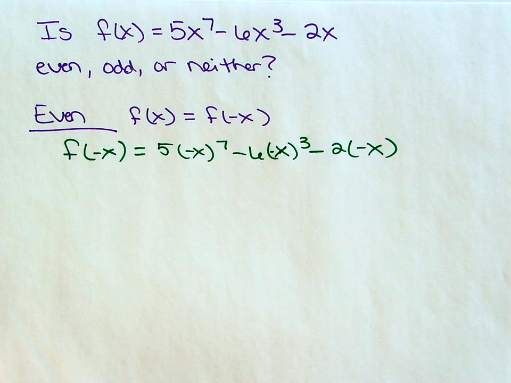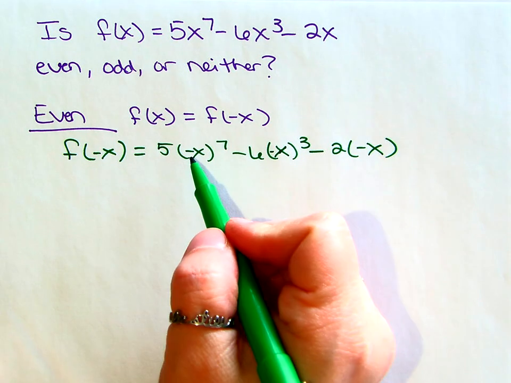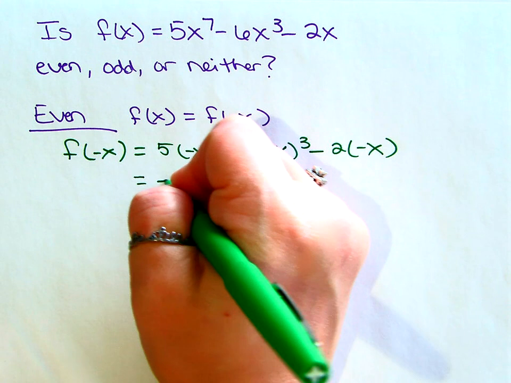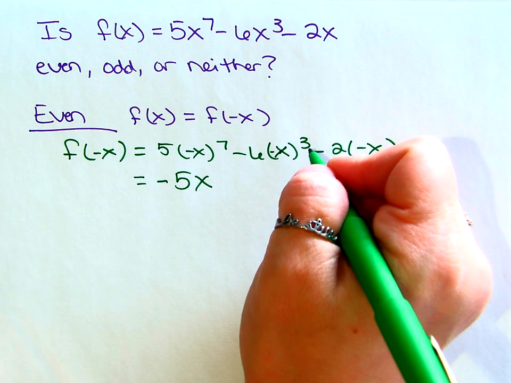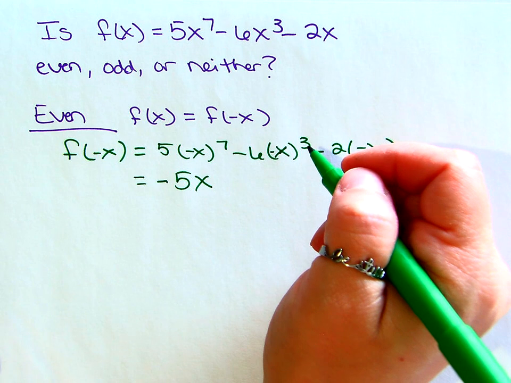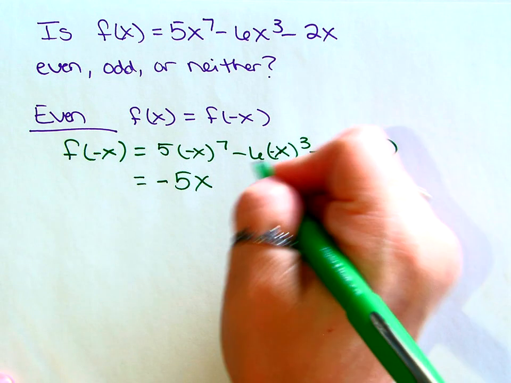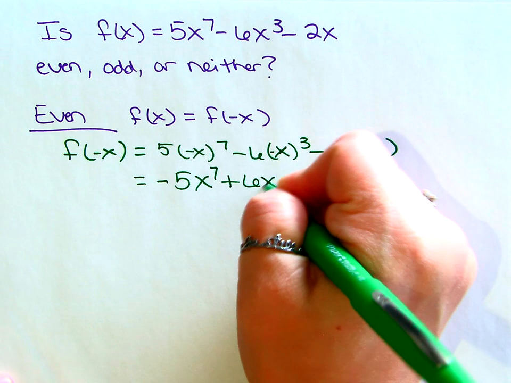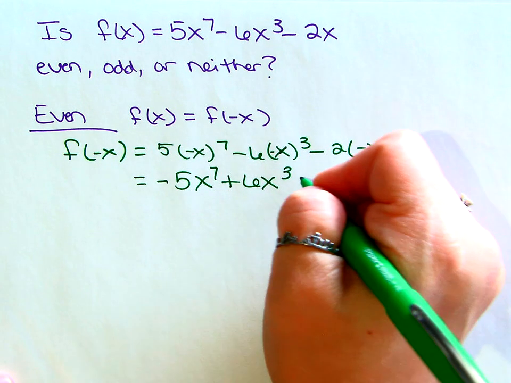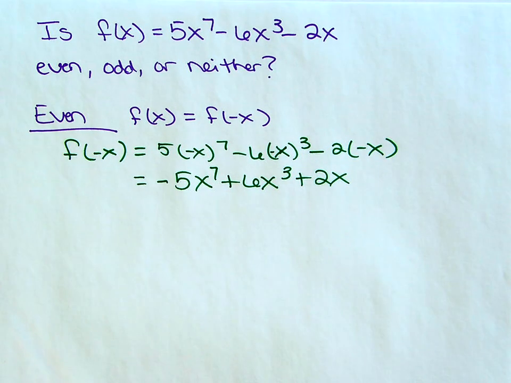Well, if you have 7 negatives, you have an odd number of negatives, so that's going to keep it negative. Same thing with x to the 3rd, because 2 negatives gives you a positive, but then you multiply it by a negative, you get another negative. So negative times negative will give you a positive 6. Same thing down here, negative times negative gives you a positive. If you have an odd number of negatives, it's negative. If you have an even number of negatives, it's positive.